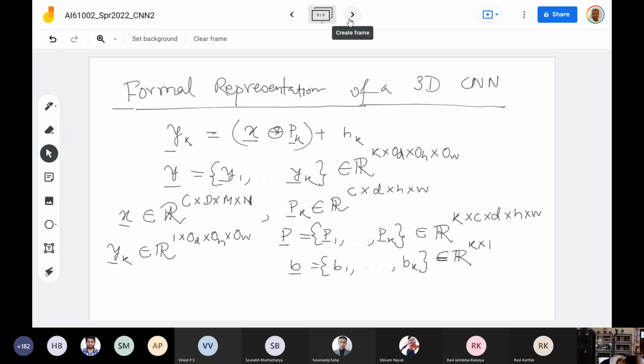And your OD in the general case is going to be D minus d plus 1. OH is equal to M minus H plus 1. OW is equal to N minus W plus 1. So is that clear for you?